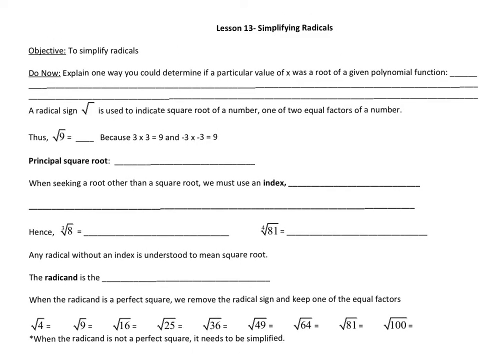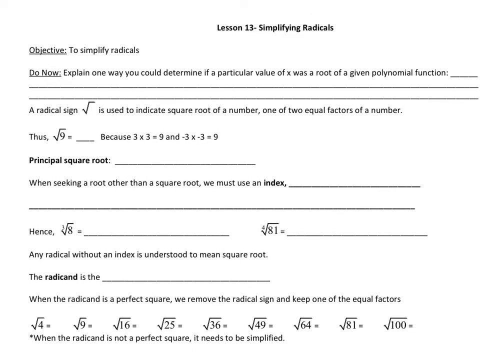It says explain one way you can determine if a particular x value is a root of a given polynomial function. We talked about this sort of in the last lesson, and if it was a root, it would cross the x-axis. You could also see if the y value equals 0 at that x value, which means that it crosses the x-axis.